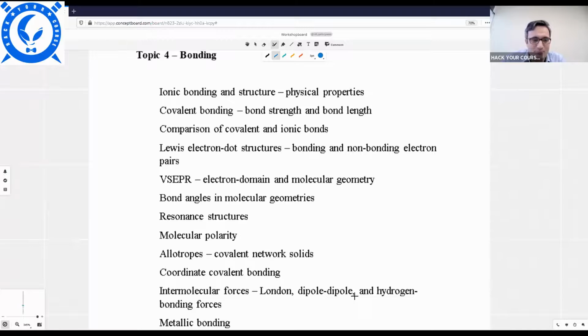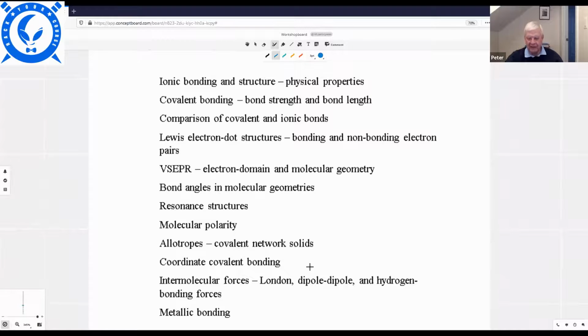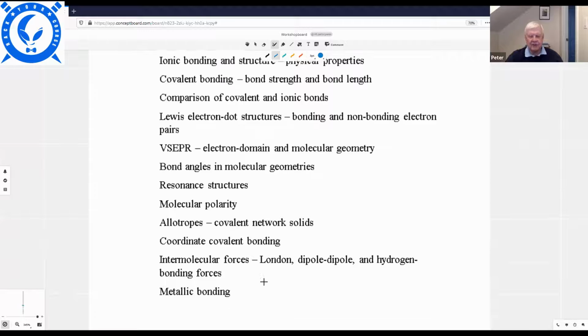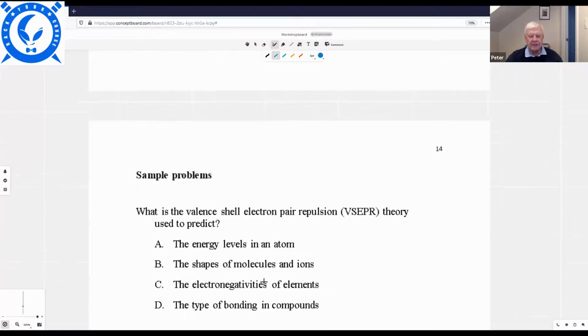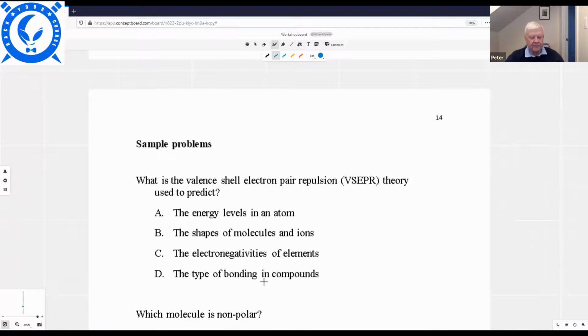Let's move on. Okay, so bonding, as you can see, is a major topic dealing with ionic, covalent, Lewis electron dot structures, VSEPR, bond angles, all that good stuff. And again, there's topics in this chapter that you just simply have to know, namely the covalent network solids. So let's go through them with some typical questions, and I'll discuss each of the points as we encounter them.